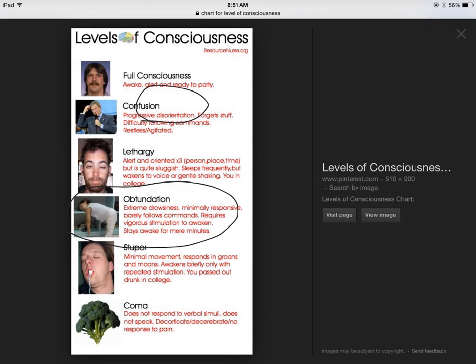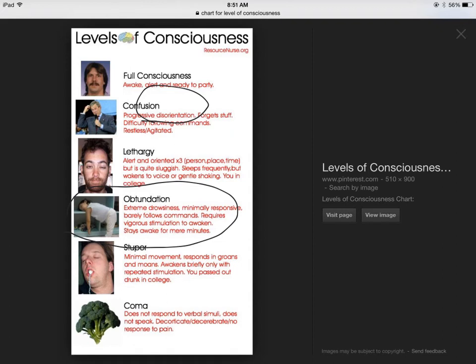Someone who's obtundant, very drowsy, minimally responsive. Really have to get after them to get them awake. You have to shake them, or maybe even use some type of deeper stimuli to get them awake. They can only stay awake for a few minutes and they're quickly back to sleep. It's difficult to get this individual to be able to follow commands.